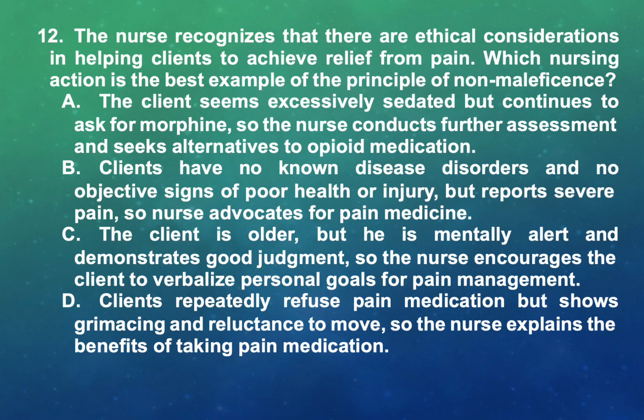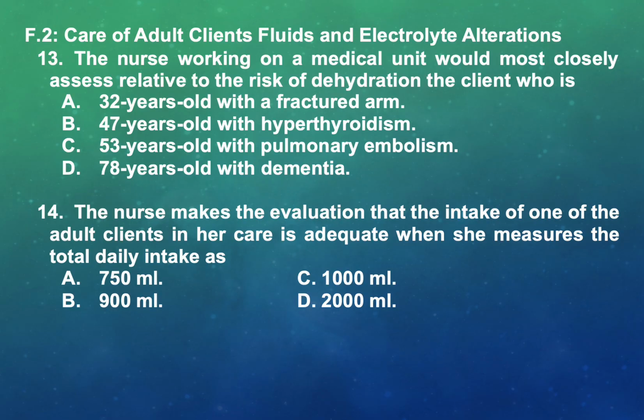12. Answer: Alpha. The ethical principle of non-maleficence dictates that healthcare providers must do no harm. If a client is excessively sedated from an opioid infusion but continues to ask for more medication, administering additional morphine could cause respiratory failure. By withholding the dose, conducting a further assessment, and seeking non-sedating alternatives, the nurse actively protects the patient from immediate physical harm. 12. Alpha. Let's proceed now to F2, care of clients with fluid and electrolyte alterations.